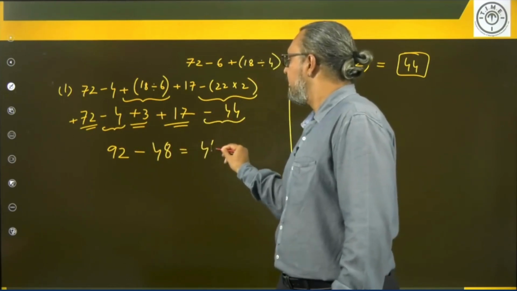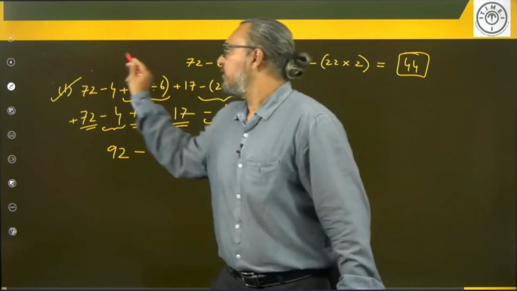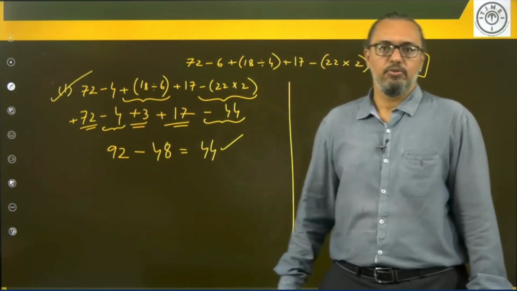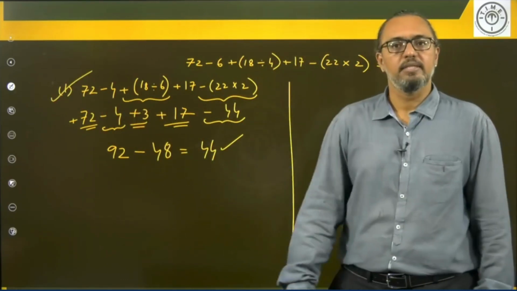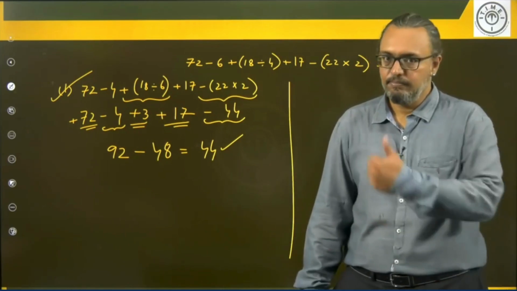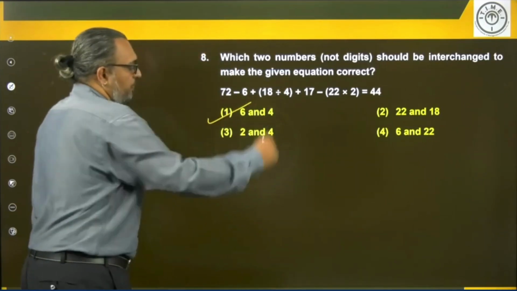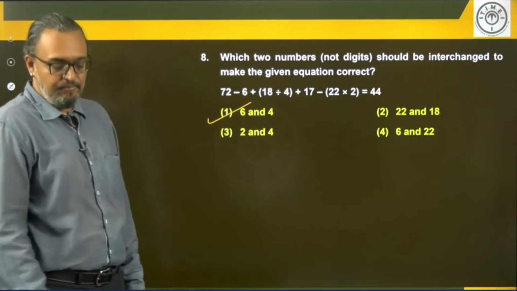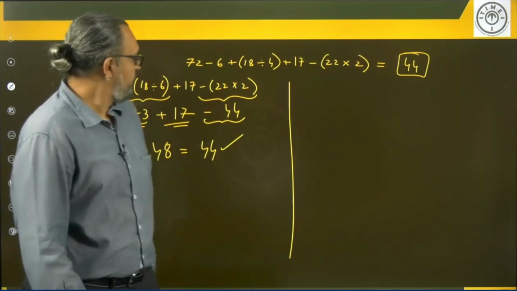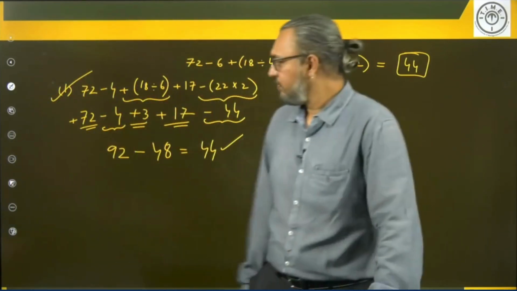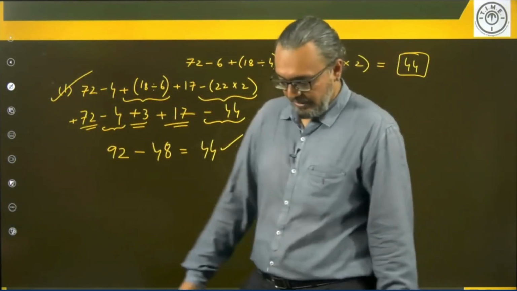So, you will definitely get 44. So, I do not have to go through any other options. So, option 1 will help us get our answer. So, choice 1. That is how we get it. Then, next one.